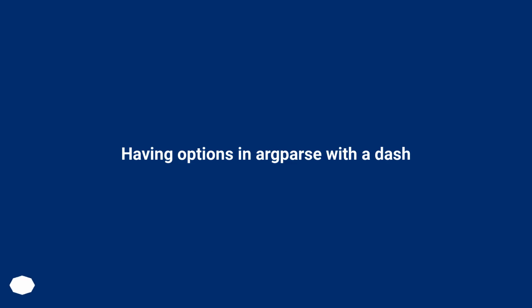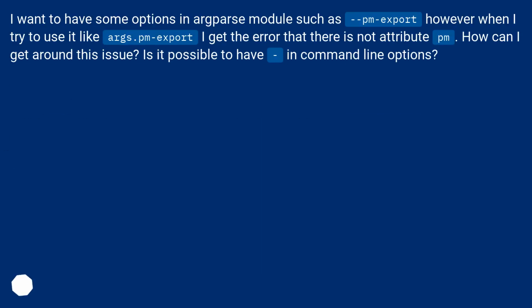Having options in argparse with a dash. I want to have some options in argparse modules such as pm-export. However, when I try to use it like args.pm-export, I get the error that there is no attribute pm. How can I get around this issue? Is it possible to have a dash in command line options?